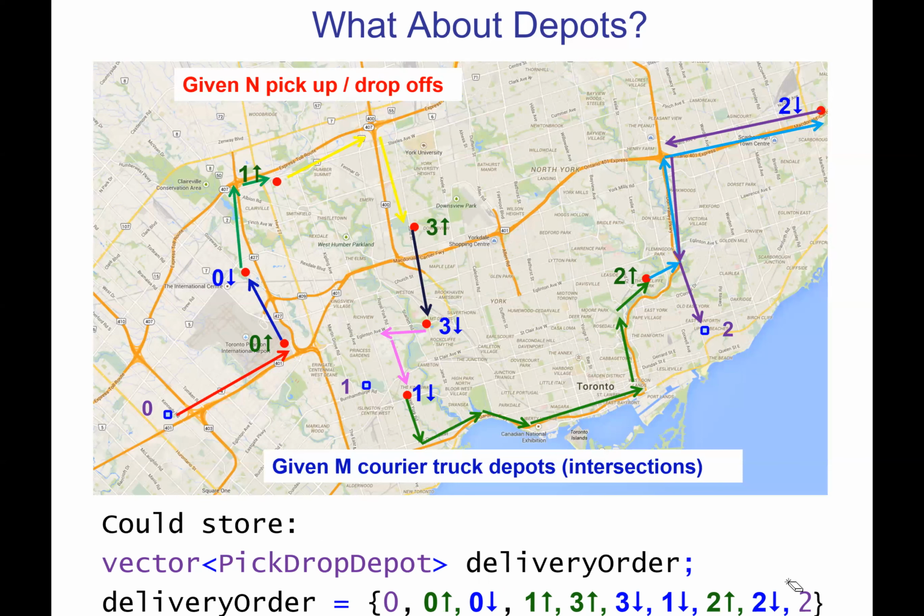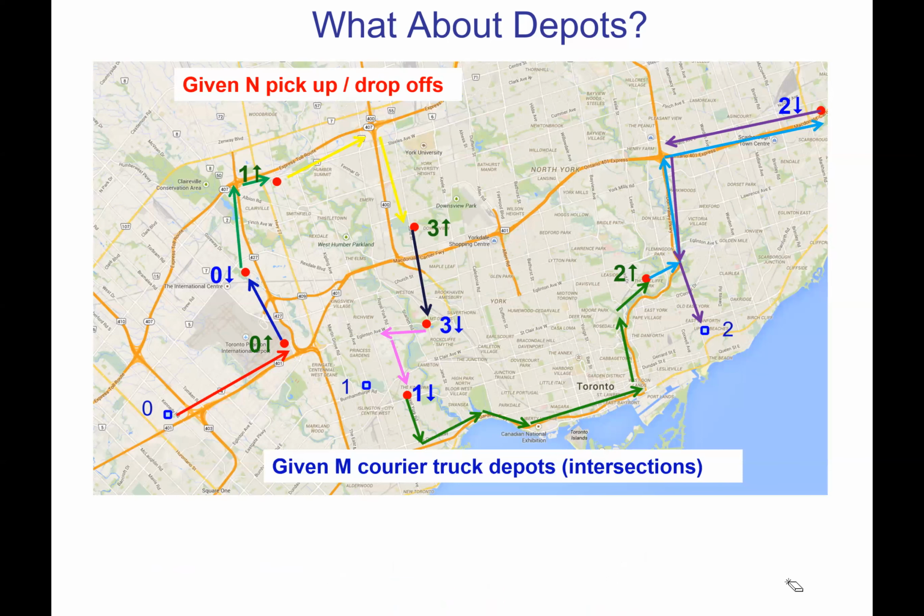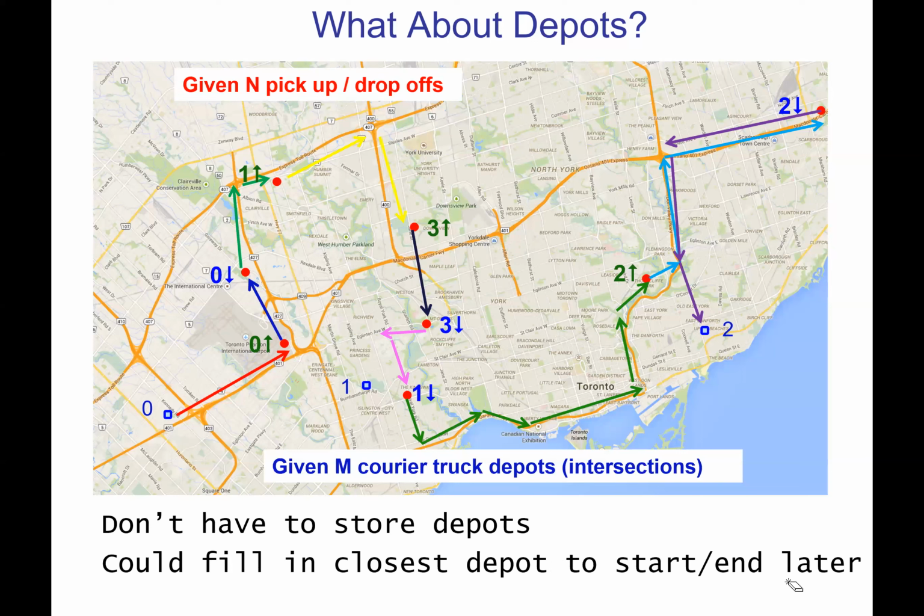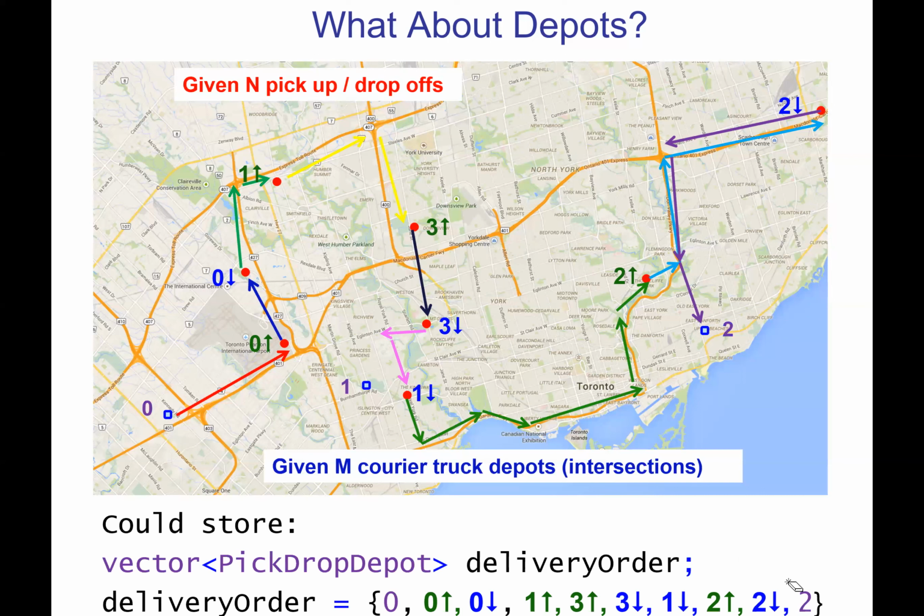Okay, and it now has a complete solution. It's got the depots in it. Now, I don't actually have to store the depots. The reason I don't have to store the depots is it's important I store the order of the deliveries, because that's what I'm trying to optimize. There are a lot of different ways I could go through these deliveries. Some of them are much, much better than others. So that's what I'm searching for. I've got to store that somehow.